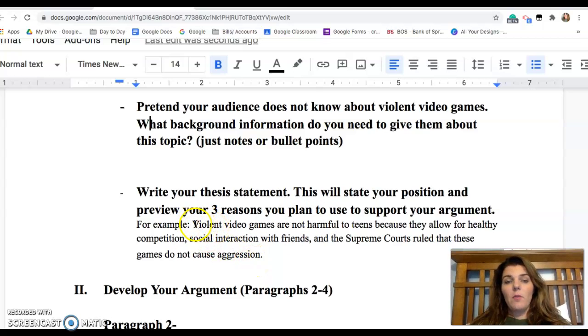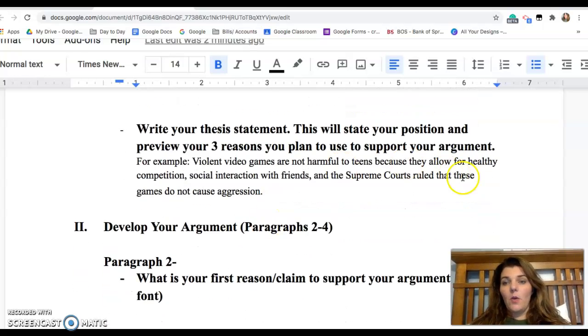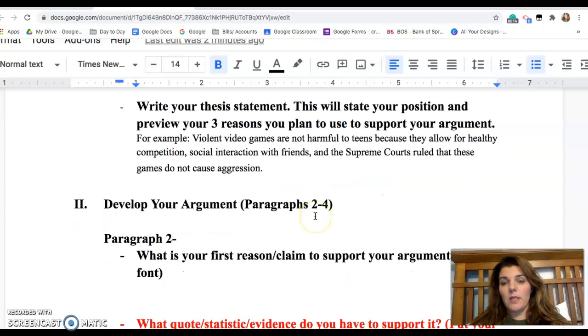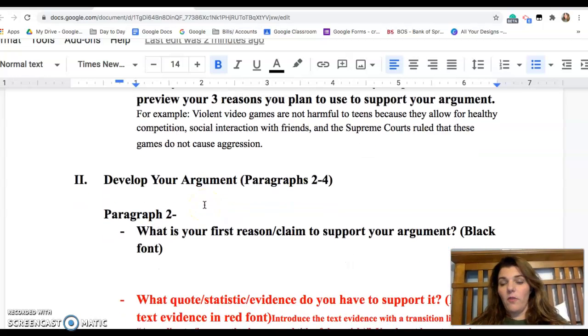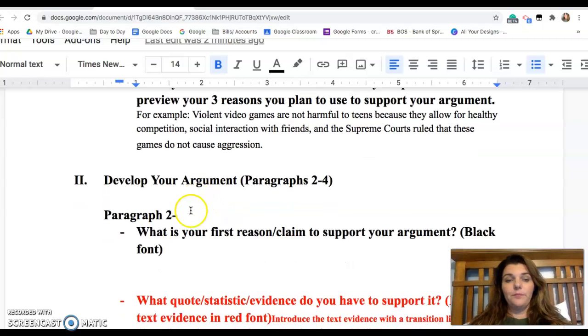I usually have you bold or underline your thesis statement because everything in your argument follows from it. Healthy competition is going to be your first reason. Social interaction with friends is your second reason. And then the Supreme Court case is going to be your third reason of your body paragraphs. Okay, so you're going to have body paragraph 2, 3, and 4 right there. And you need to put them in that order.